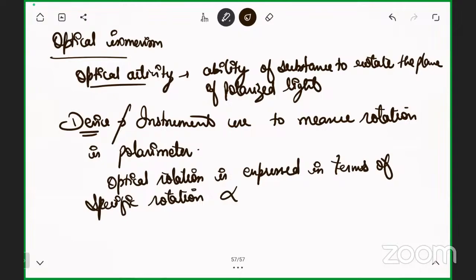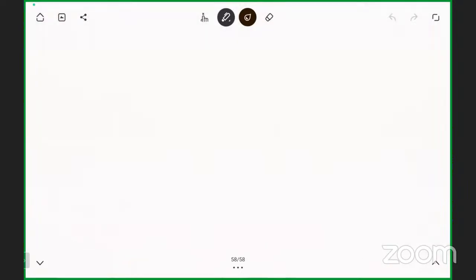Okay, so let's see first what is optical isomers. First, let's discuss it, then we'll go for the chirality and elements of symmetry and all. Wait, just give me 1 minute.